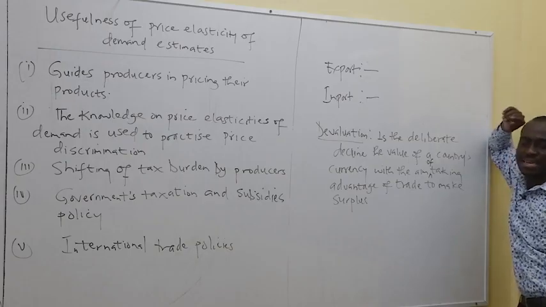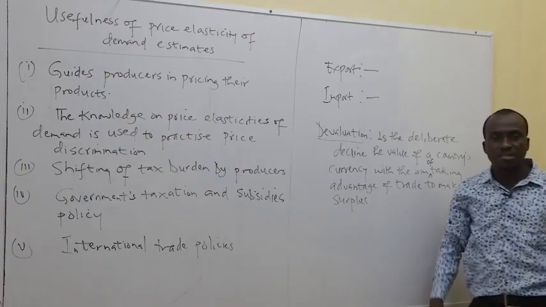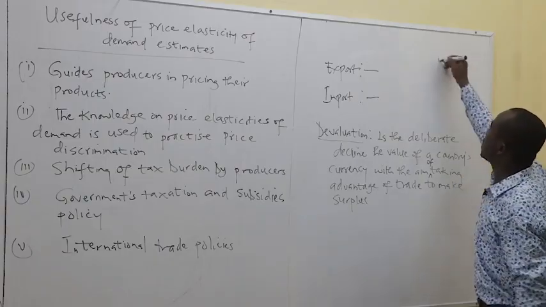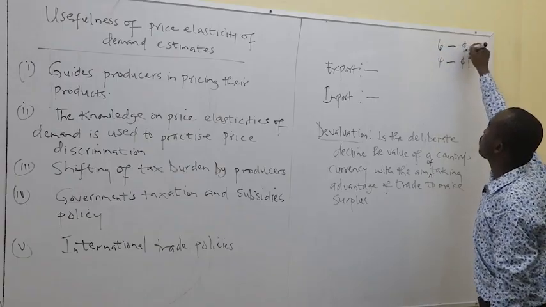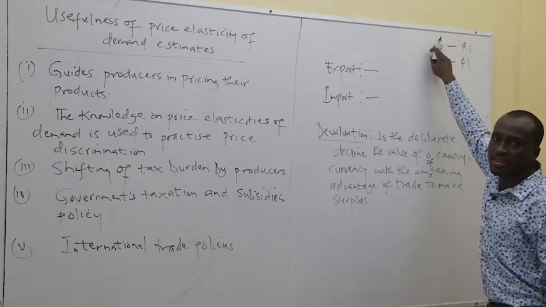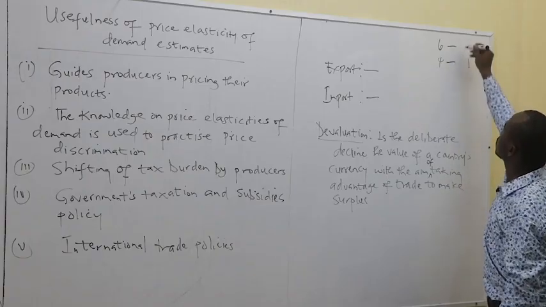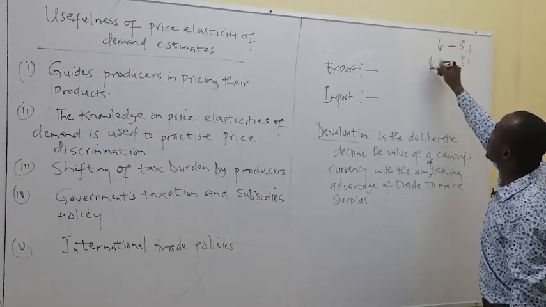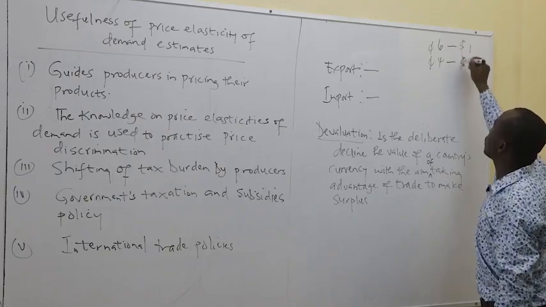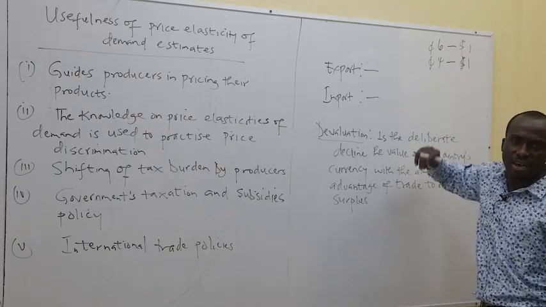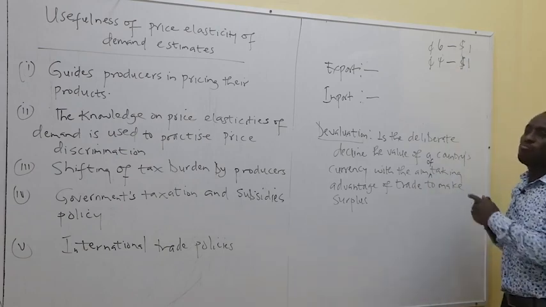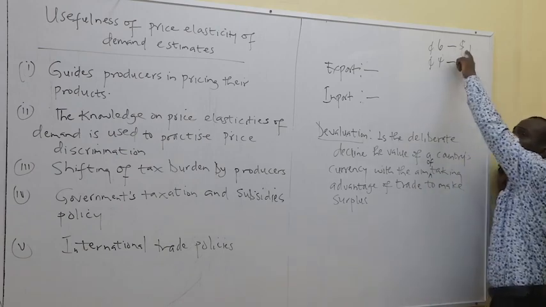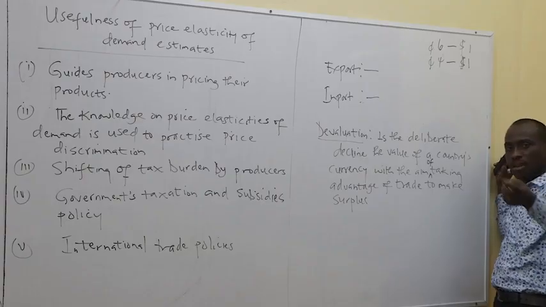Why? A country can intentionally devalue their currency. They will bring down the value of the currency. If 4 cedis were exchanged for $1, the country said, okay, let's make it 6 cedis to exchange for $1. That means you need more cedis to exchange for the same dollar, right? It was 4 cedis to $1. Now they have deliberately devalued their currency and made it 6 cedis to $1. That means now you need more cedis to get the same amount of dollars. That means the cedi has lost value.